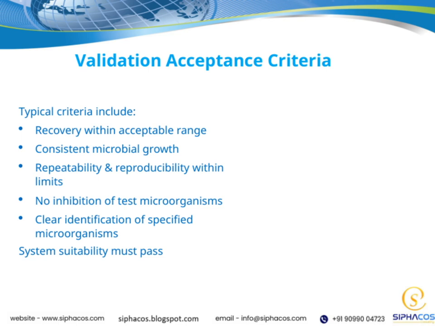Repeatability and reproducibility within limits mean that when the test is performed multiple times, or by different operators, the results stay consistent. We also need to confirm that there's no inhibition of test microorganisms, which could otherwise lead to false negatives or unreliable results. Clear identification of the specified microorganisms is key to ensuring we're accurately detecting the right organisms. Lastly, the system must pass the overall system suitability test, demonstrating that all these criteria are met before we can consider the validation complete.